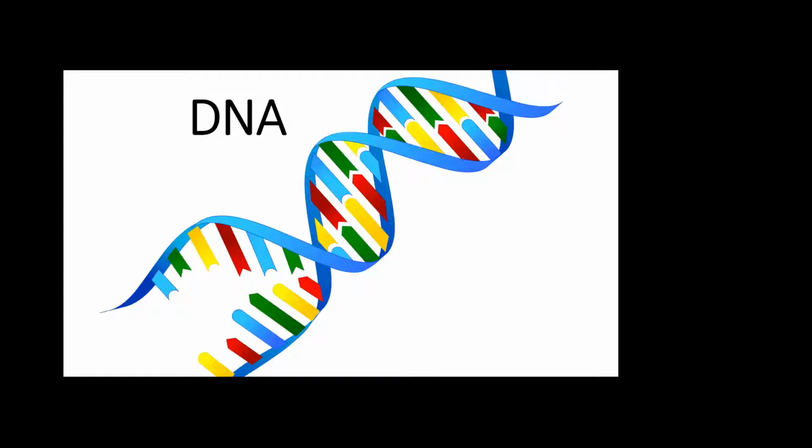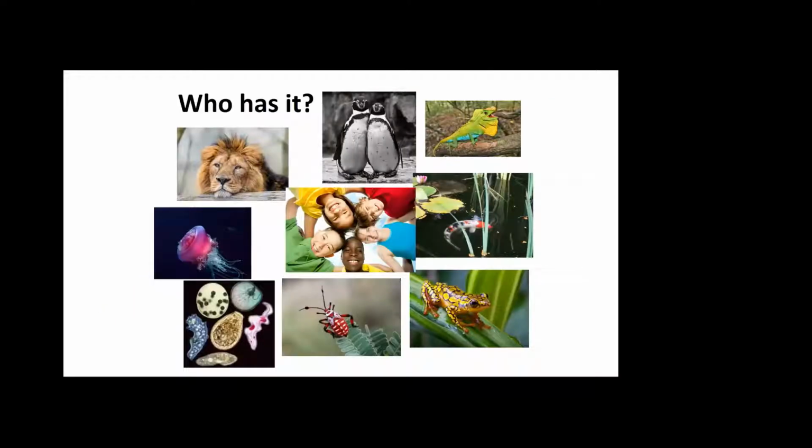And where is this DNA? Who's got it? In our cells. Yeah. Wow. Well, you've jumped ahead a few slides, but let's take it one by one, shall we? So here, if I show you these, who's got DNA? Do these have DNA? Yes. Lions? Animals and humans.